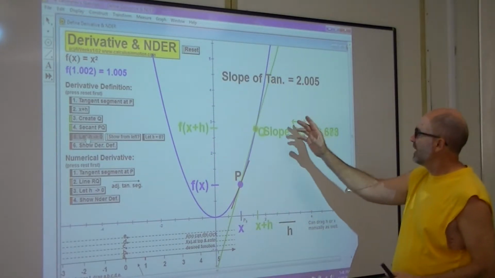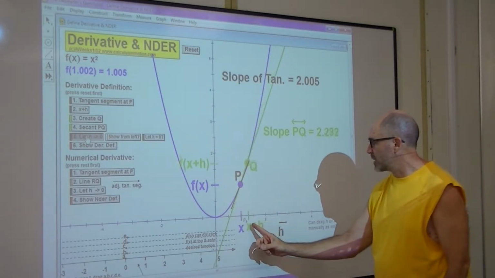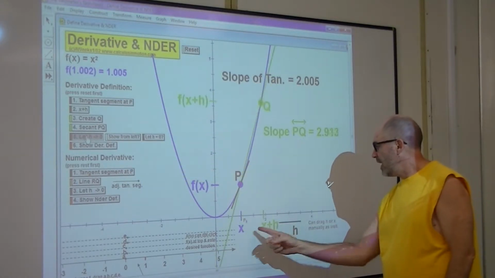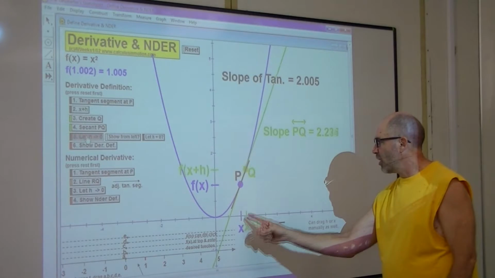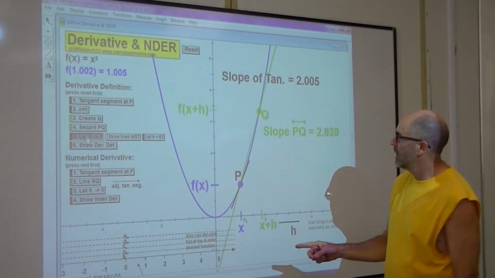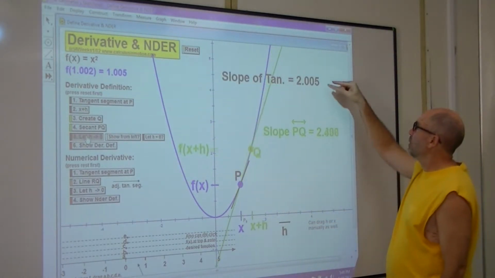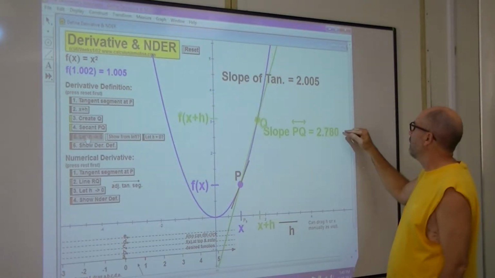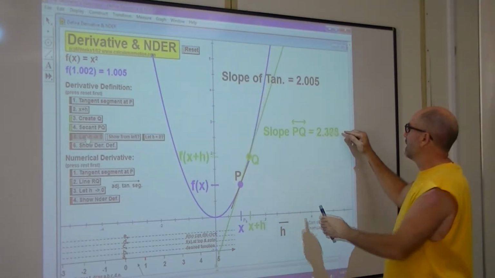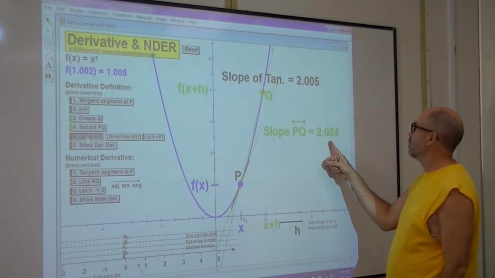So notice as h approaches 0, notice we're going x plus h, well h gets smaller and smaller and smaller. Now as h approaches 0, then the x plus h and the x are the same point, which means the P and the Q are the same point. And that will give us the slope of the tangent. So notice the slope of the tangent is 2.005. As we slide Q closer and closer to P, then the slope of PQ gets closer and closer to 2.005.